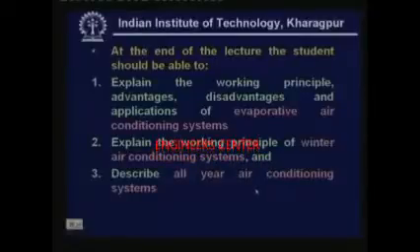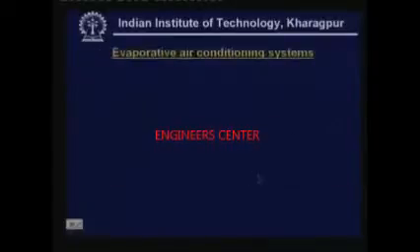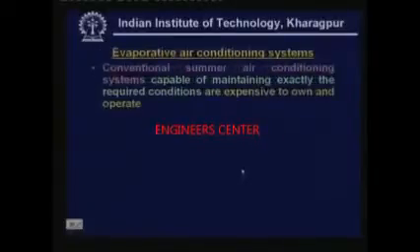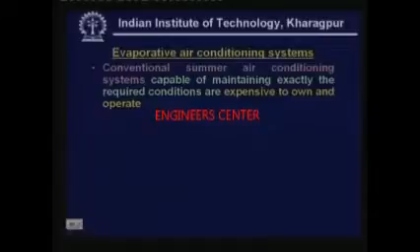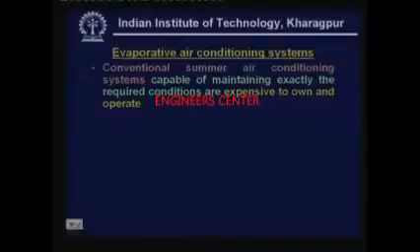So let me give a brief introduction to evaporative air conditioning systems. Conventional summer air conditioning systems, which we have discussed in the last class, which are capable of maintaining exactly the required conditions, are expensive to own and operate. By conventional air conditioning systems for summer, what I mean is the air conditioning systems which are based on refrigeration cycles, which in turn are based on either vapor compression systems or vapor absorption systems.